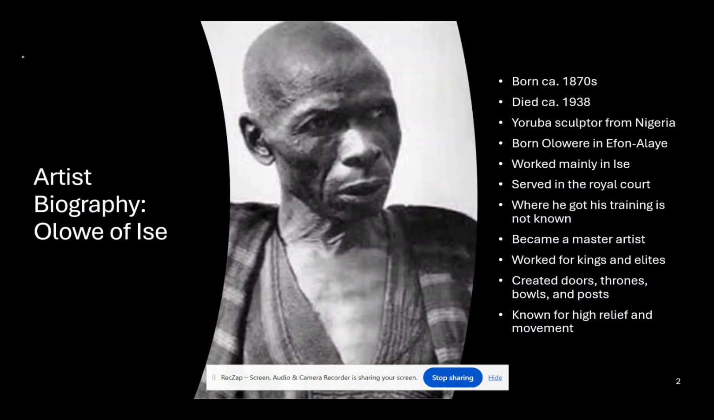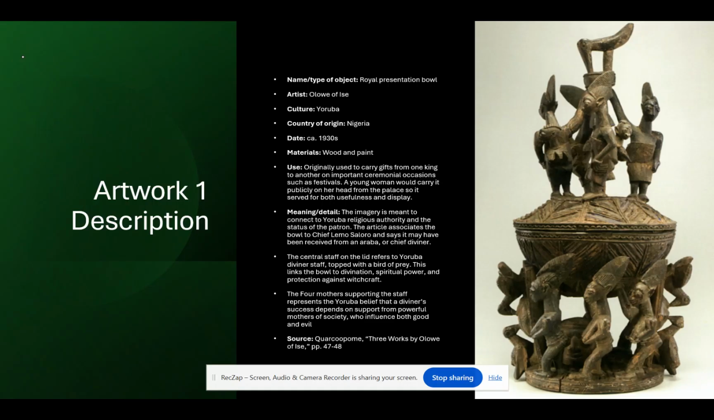So, the artist which I researched was Olowe of Ise. He was born in 1870 and he died in 1938. He was a sculptor from Nigeria and worked mainly in Ise. He served in the royal court, where he got his training, no one knows. Once he became a master artist, he started working for kings and elites, and created doors, thrones, bowls, and posts, and was known for high relief and movement.